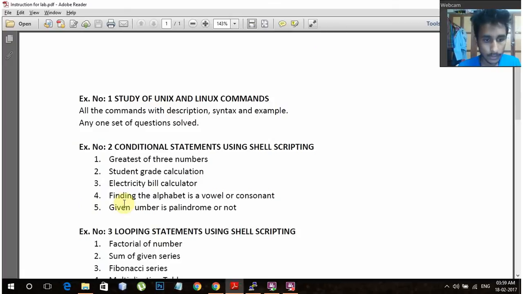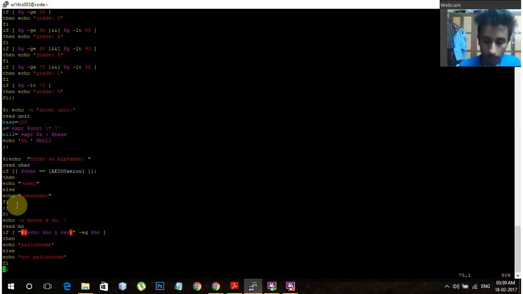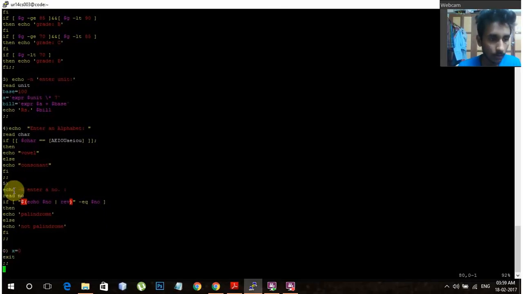Now the fifth one is to find if the given number is a palindrome or not. To do so, I'm going to ask the user to enter a number, and if the number is equal to the reverse of the given number, then it is a palindrome, and if not, I'm going to print not a palindrome. So now I'll run this program.